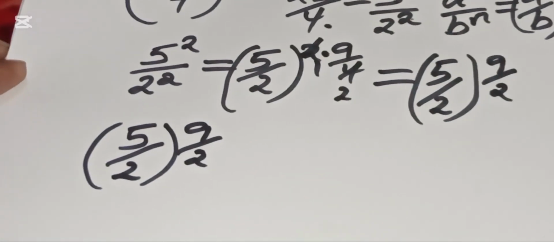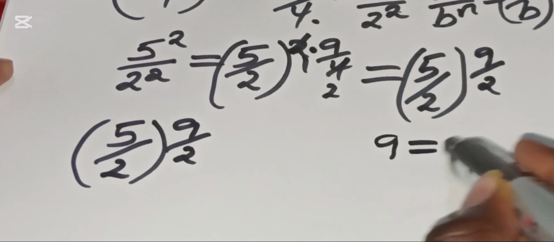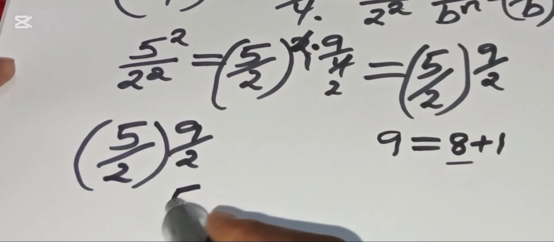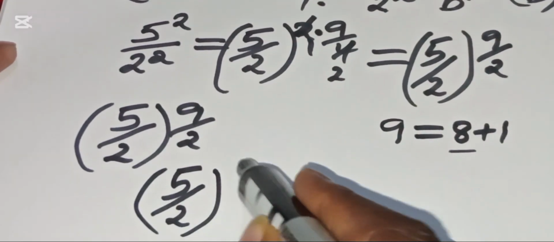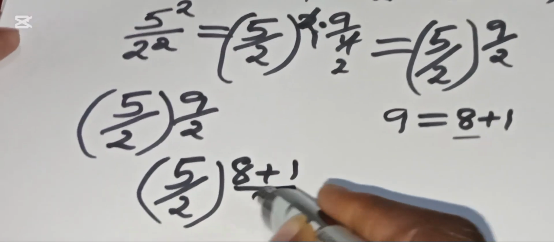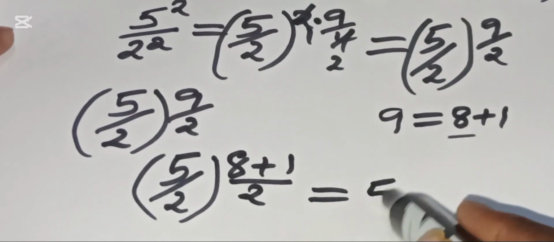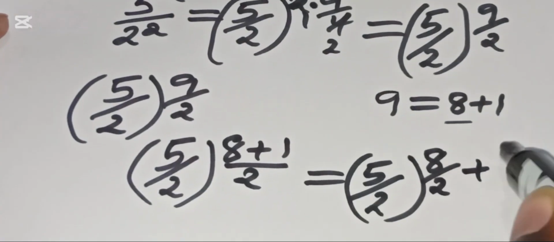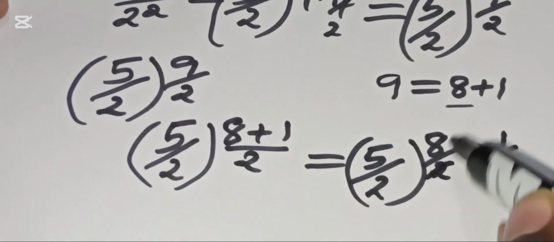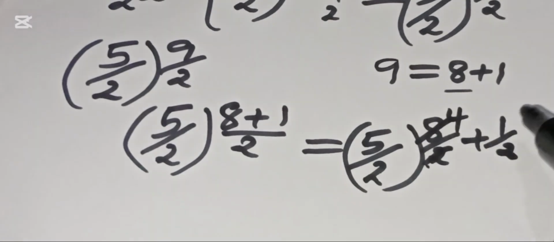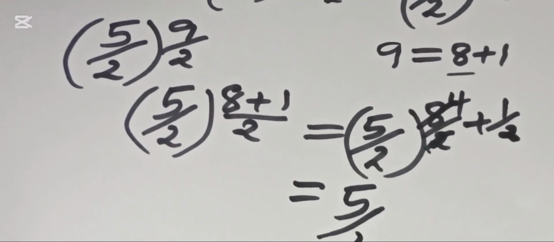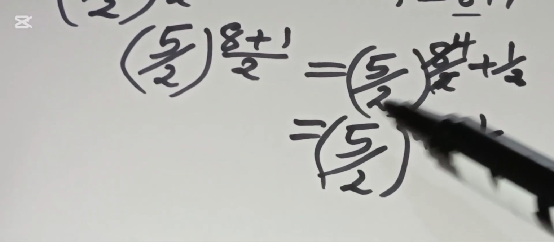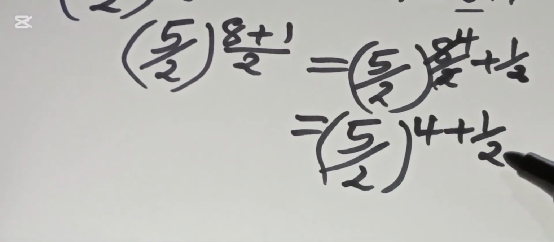Now from here, we find that we can express 9 as 8 plus 1, okay? So let's substitute this back into our equation. We have 5 over 2 raised to power, this is (8 plus 1) divided by 2, okay? So this is the same thing as 5 over 2 raised to power 8 divided by 2 plus a half, okay? So we simplify here, 8 divided by 2 is 4, and that gives us 5 over 2 raised to power 4 plus a half, okay?